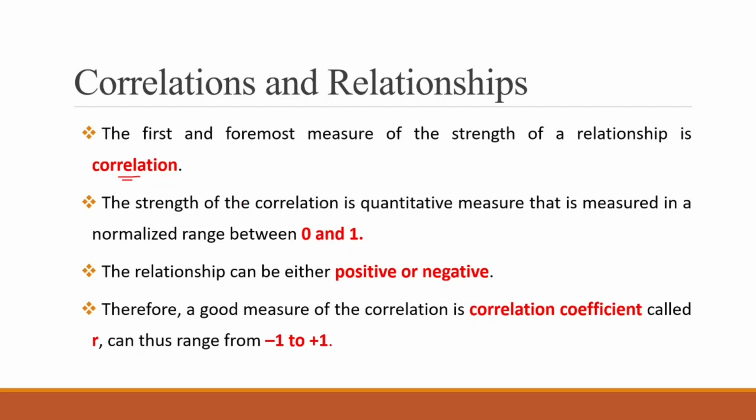The strength of the correlation is a quantitative measure that is measured in a normalized range between 0 and 1, and the relationship can be either positive or negative. Let us see what exactly a positive and negative relationship is very soon with an example diagram. Therefore, a good measure of the correlation is a correlation coefficient called R, which can range from -1 to +1.